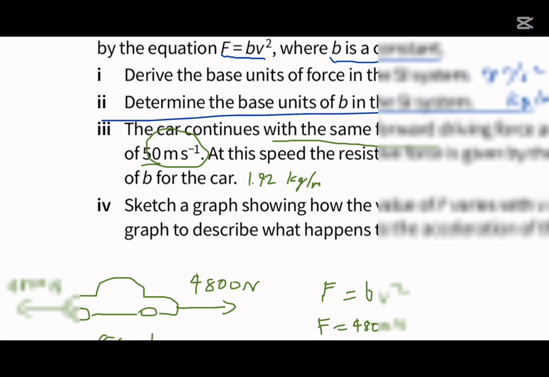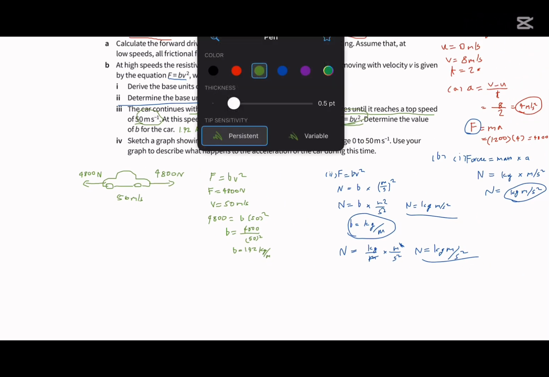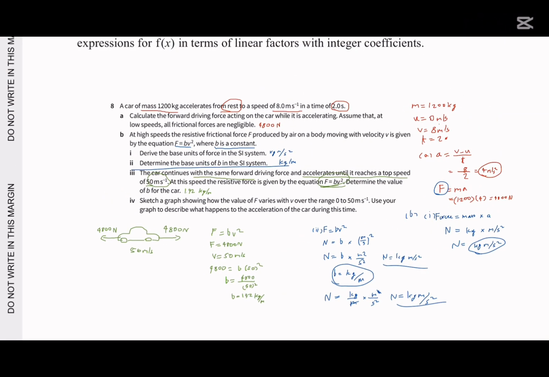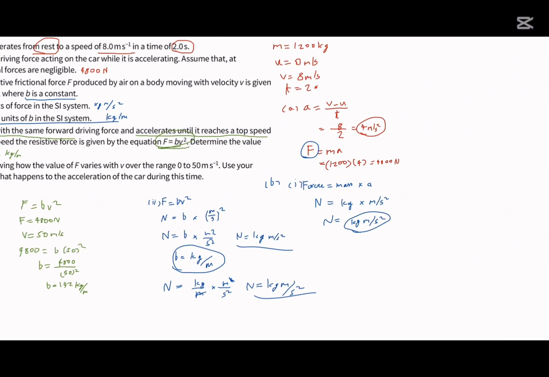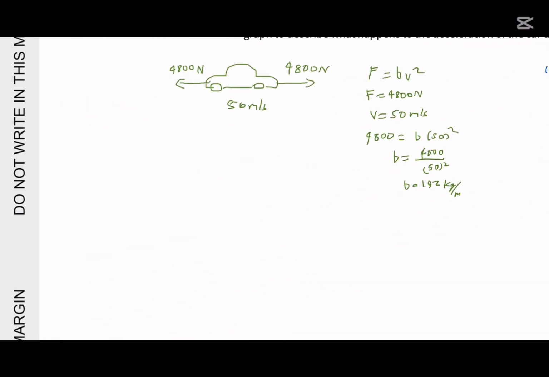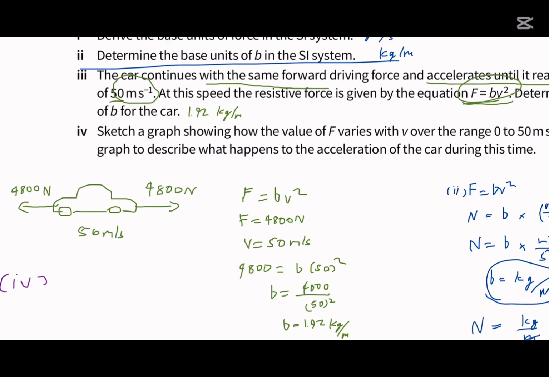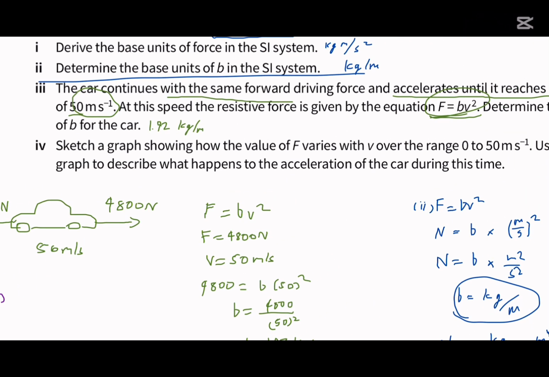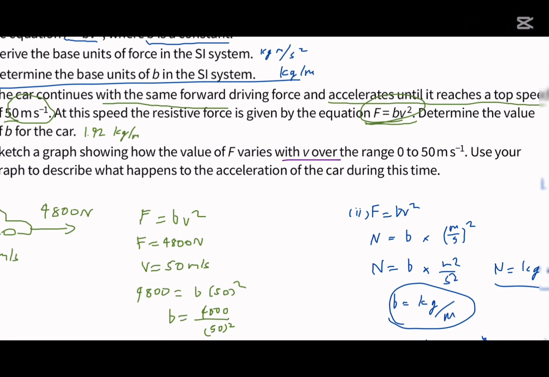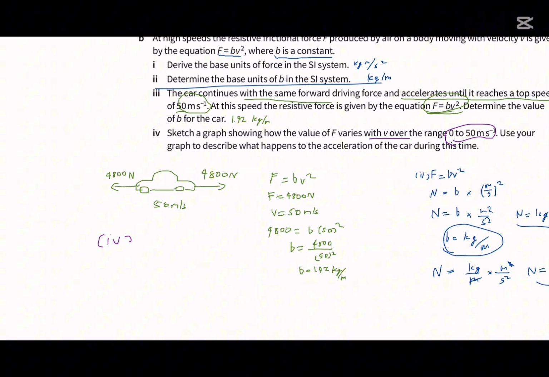Alright, so let's go to question number 4. Yeah, it's 4. Okay, so I just calculated right here. Alright, so sketch a graph showing how the value of F varies with V over a range of 0 to 50 meters per second. Use your graph to describe what happens to the acceleration of the car during this time.